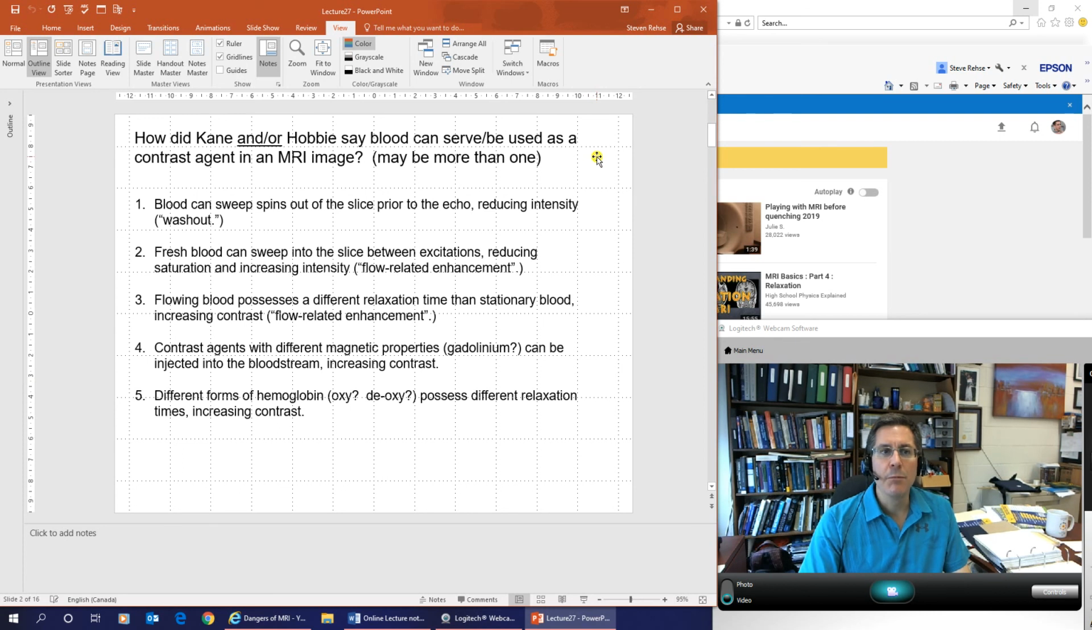Definitely we're going to talk about blood today. All right, we're going to talk about contrast agents, things that change or increase contrast in the human body. You read Kane, you read Hobby. What did either of them and or both say about blood being used as a contrast agent in an MRI image?